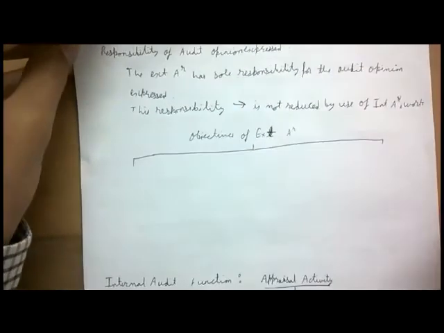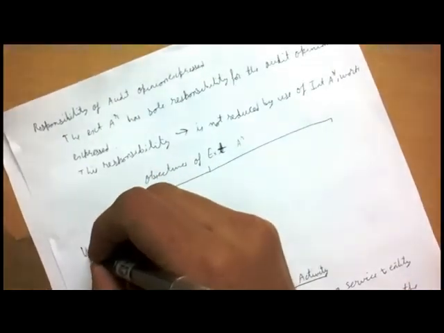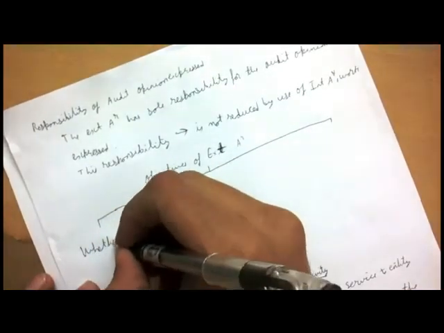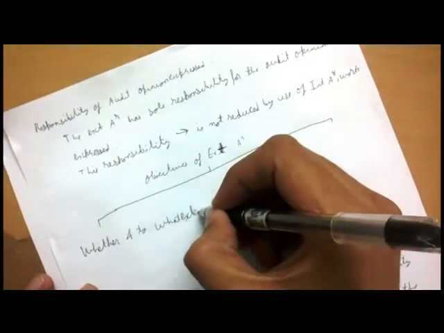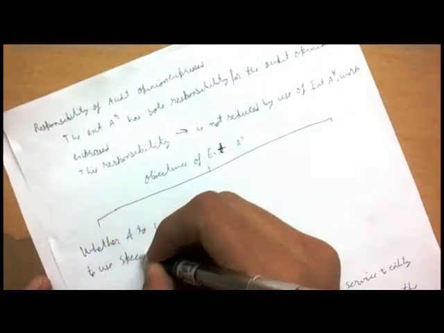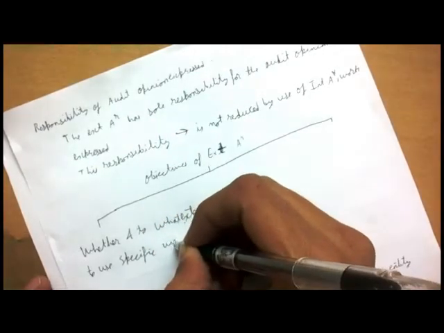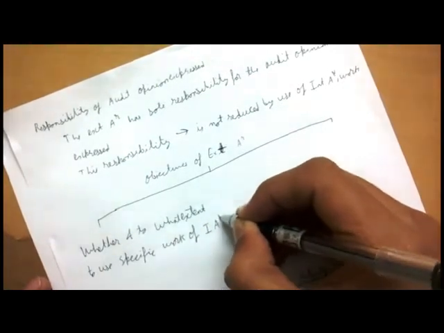Now, coming on to the major portion of this standard, which is what are the objectives of the external auditor. We are not concerned with the internal auditor. We are talking about what is going to be the objective of the external auditor. There are two objectives. The first one is whether and to what extent to use specific work of the internal auditor. IA is the internal auditor.